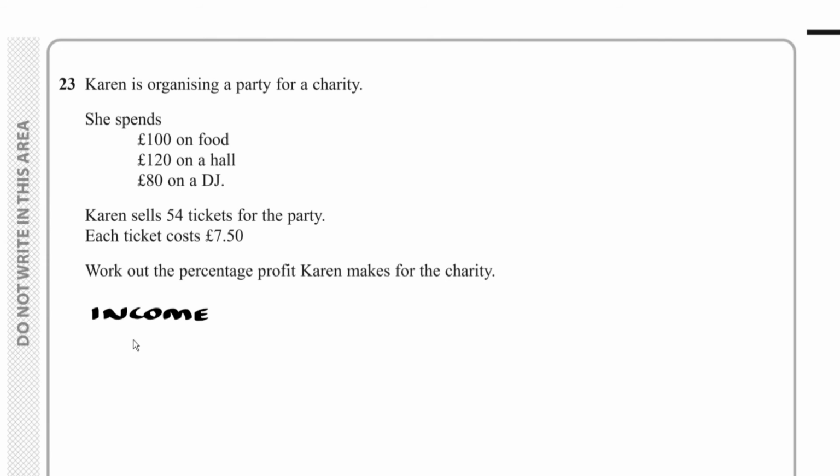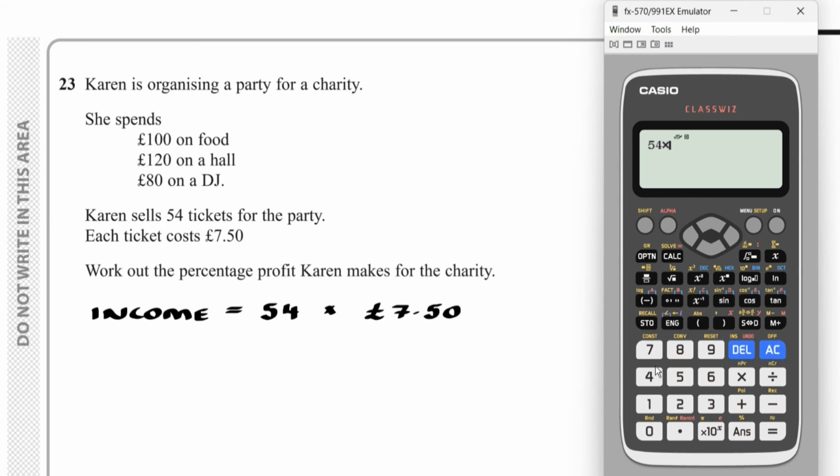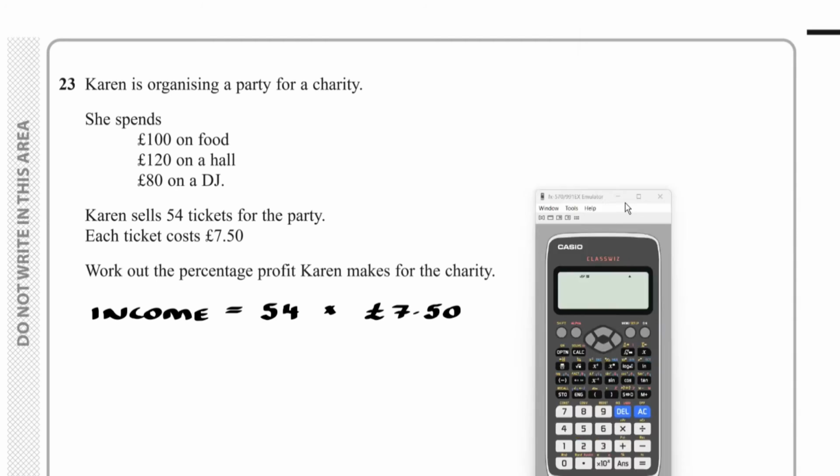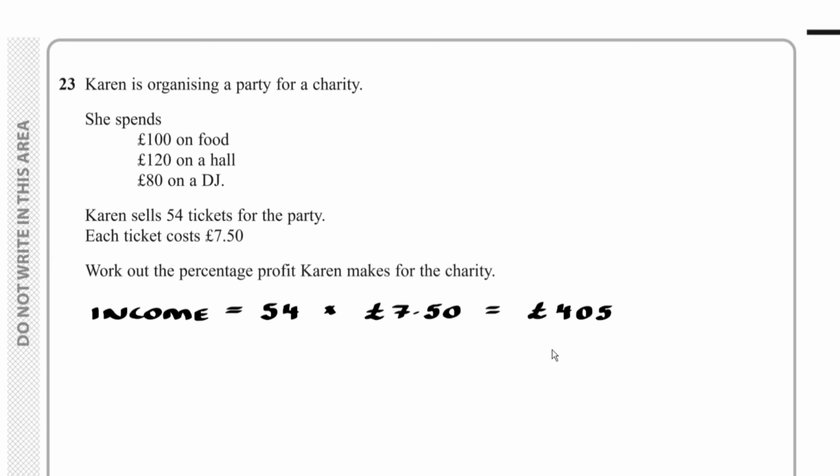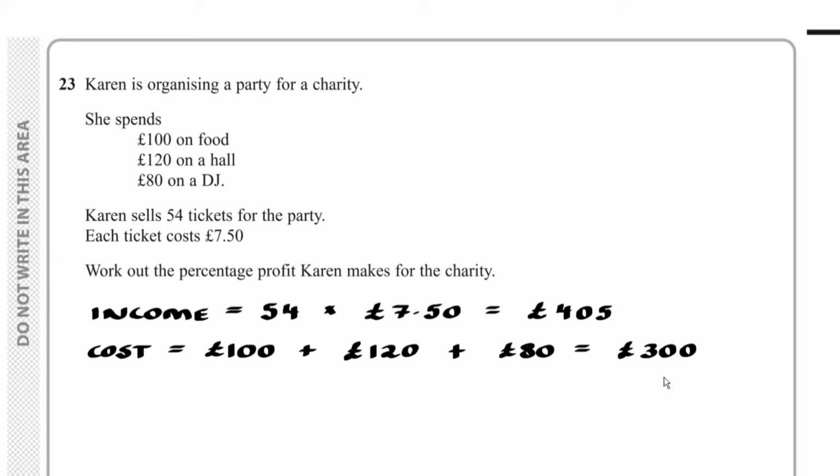So, the first thing we can do is find out the income. We have 54 tickets sold at £7.50 each. So we have 54 multiplied by £7.50. And if we work this out, we end up with 405. So the income is £405. Let's see what she has outgoing. The cost, that's £100 on food, plus £120 on a hall, plus £80 on a DJ, that's £300.